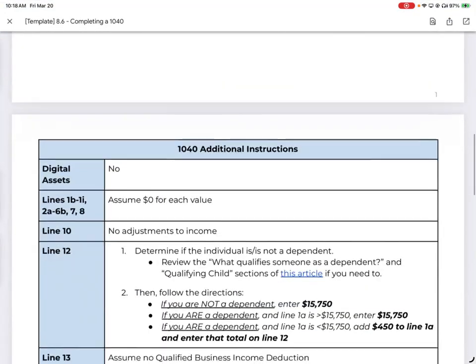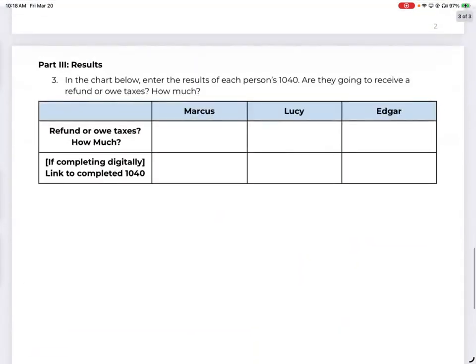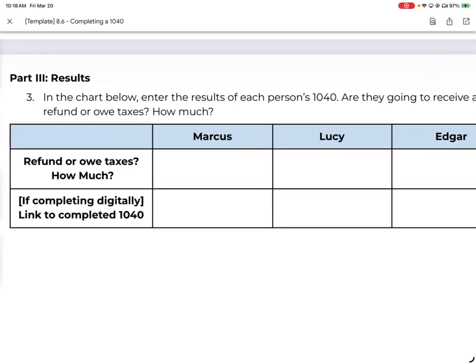So you'll do it for Marcus, you'll do it for Lucy. If some of you are going to do it digitally, you can. It's easier for me if you upload it. If you do it by paper, I put in an option that if you do it digitally, you upload it and put in the link so I can view it really quickly. If not, just do it on the paper versions, turn them in, staple them together, hand them to me, and have your name written at the very top of one of them so I know it is yours.